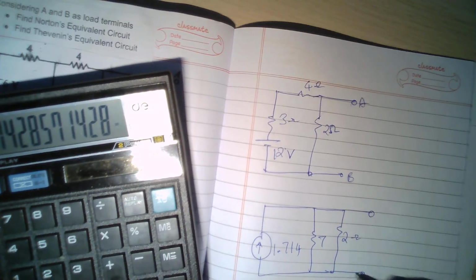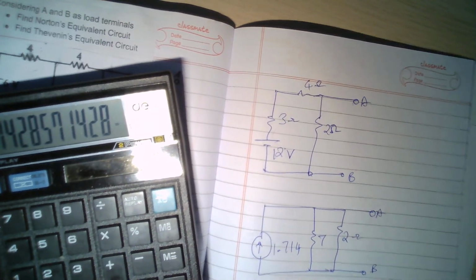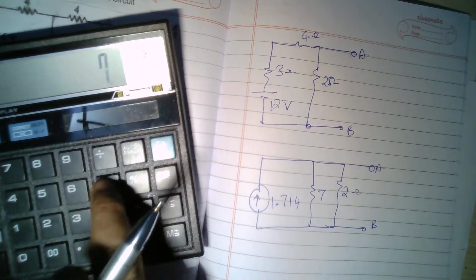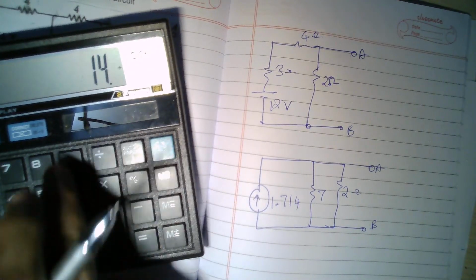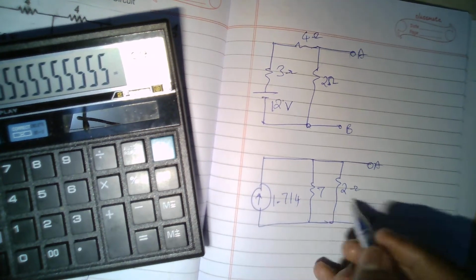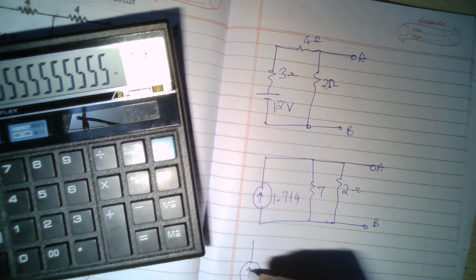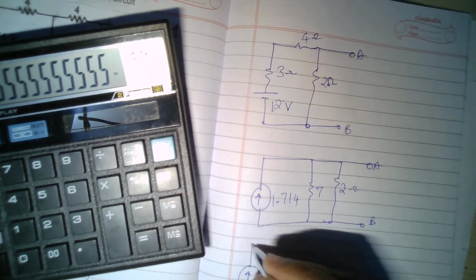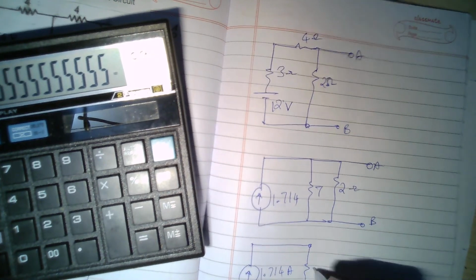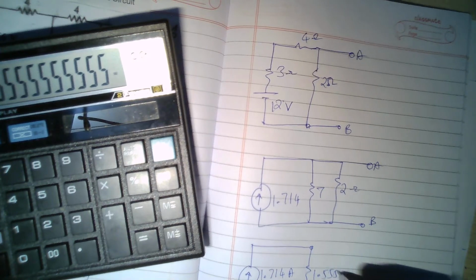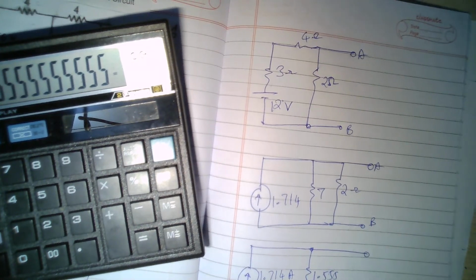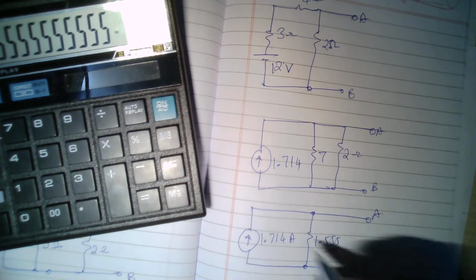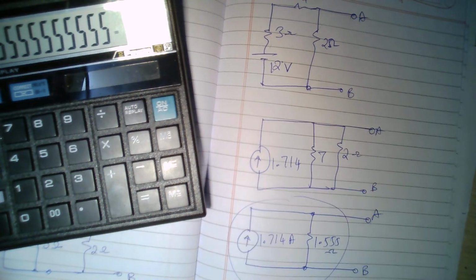So this is my circuit now. Again this 7 and 2 are in parallel. So 7 into 2 divided by 9, I'm getting 1.555. So 1.714 amperes, 1.555 ohms, and I have my A and B. So this I claim as the Norton's equivalent circuit.